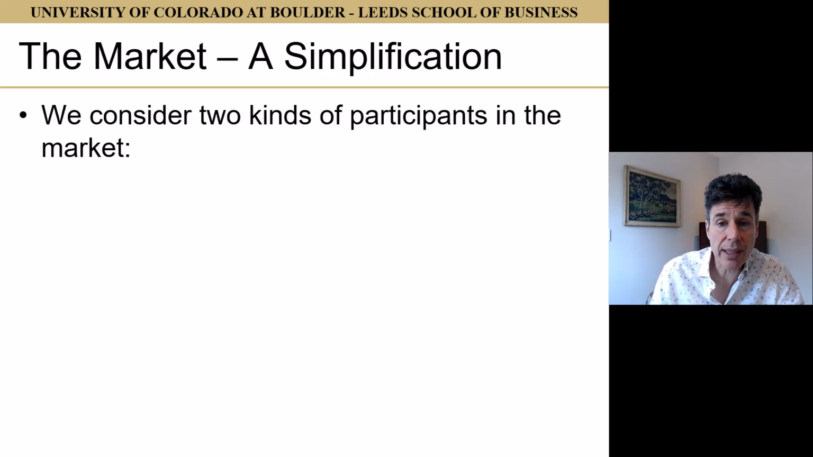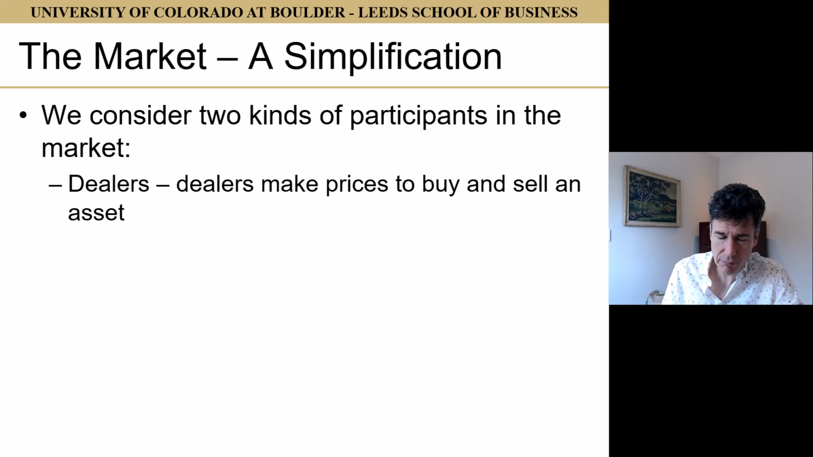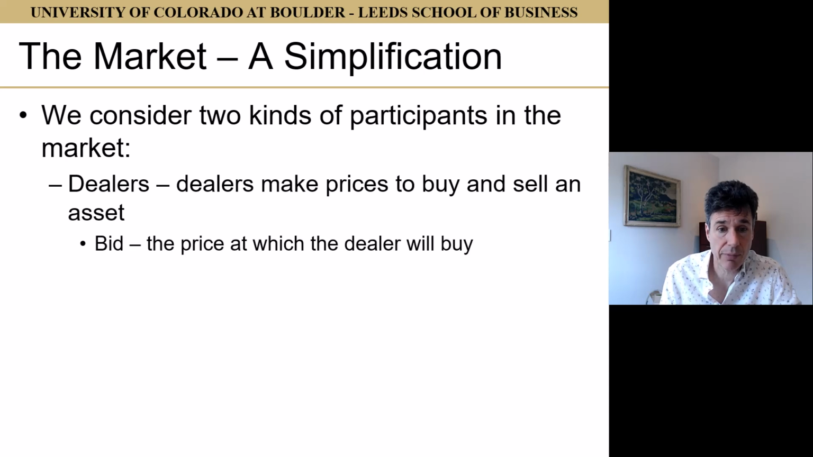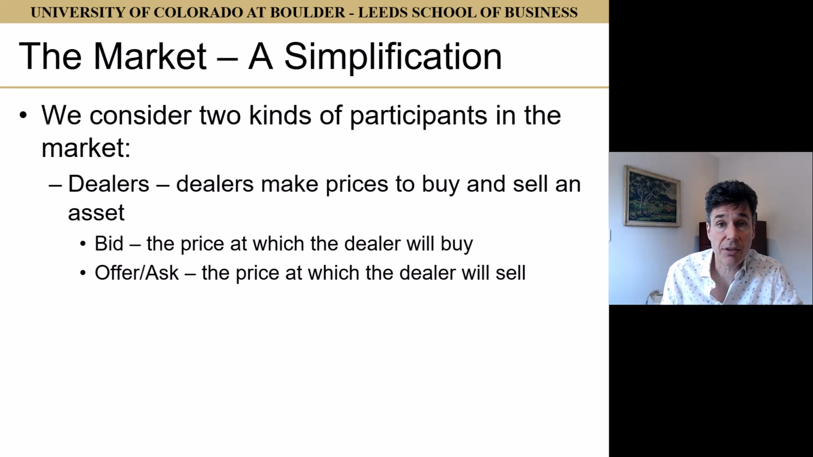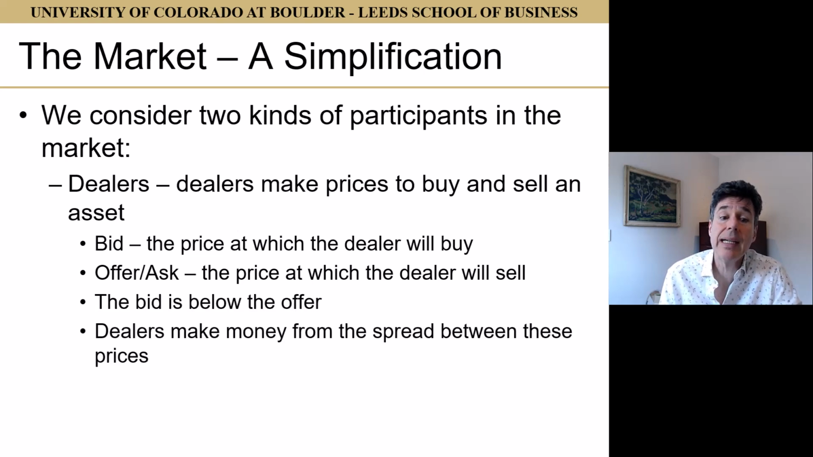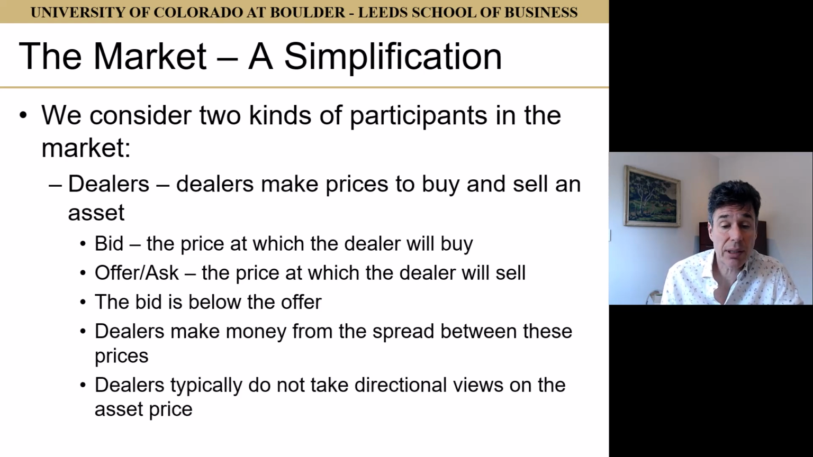Okay, first we need to talk about some market structure so we have some sense of what's going on. We're going to have two kinds of market participants. We're going to have dealers. Dealers make prices, they make markets, they make the prices to buy and sell an asset. The bid is the price at which the dealer will buy, the offer or ask is the price at which the dealer will sell, and the bid is below the offer.